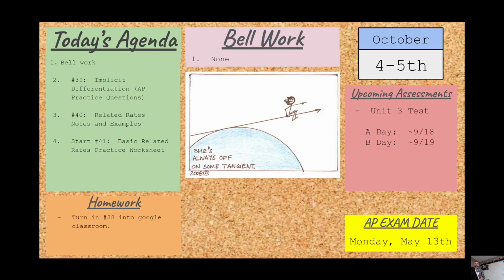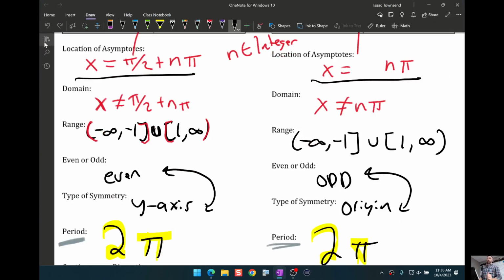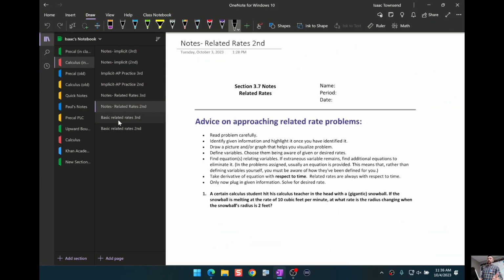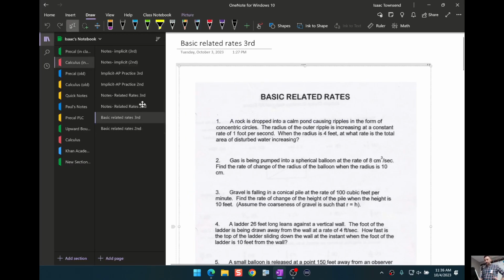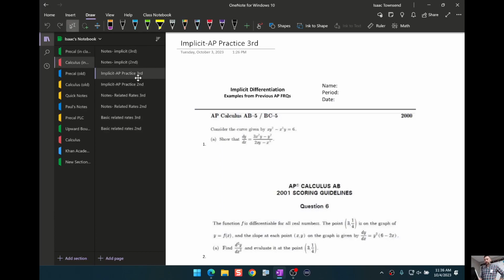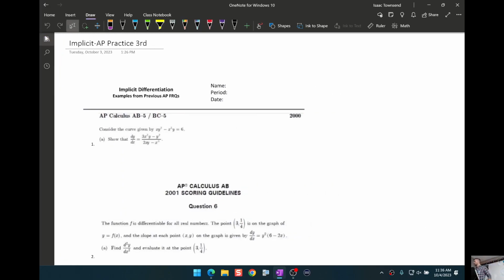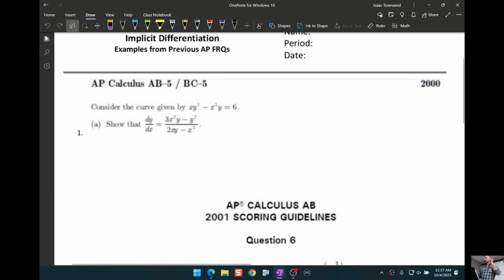So we're going to look at those 3 first, and then we're going to move on to the other big topic in Unit 3, which is related rates. So we'll do number 40, which is the notes with a few examples, and then we won't have time to get all the way through 41, but we will at least start it. So we're going to review implicit, talk about related rates for the first time, and then practice as much related rates as we have time for. That is the plan for today.